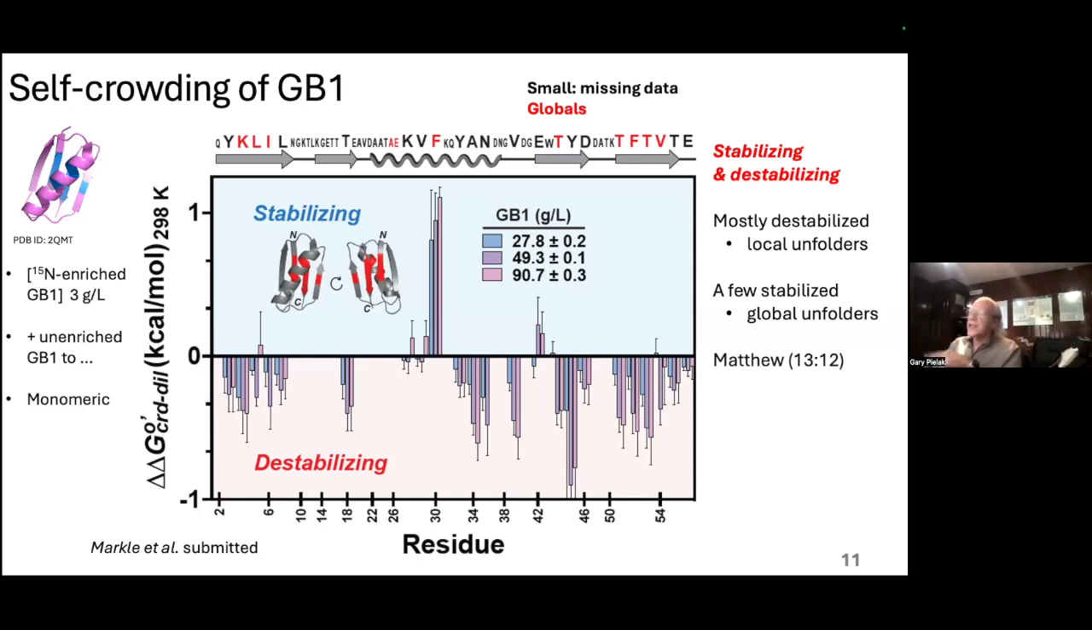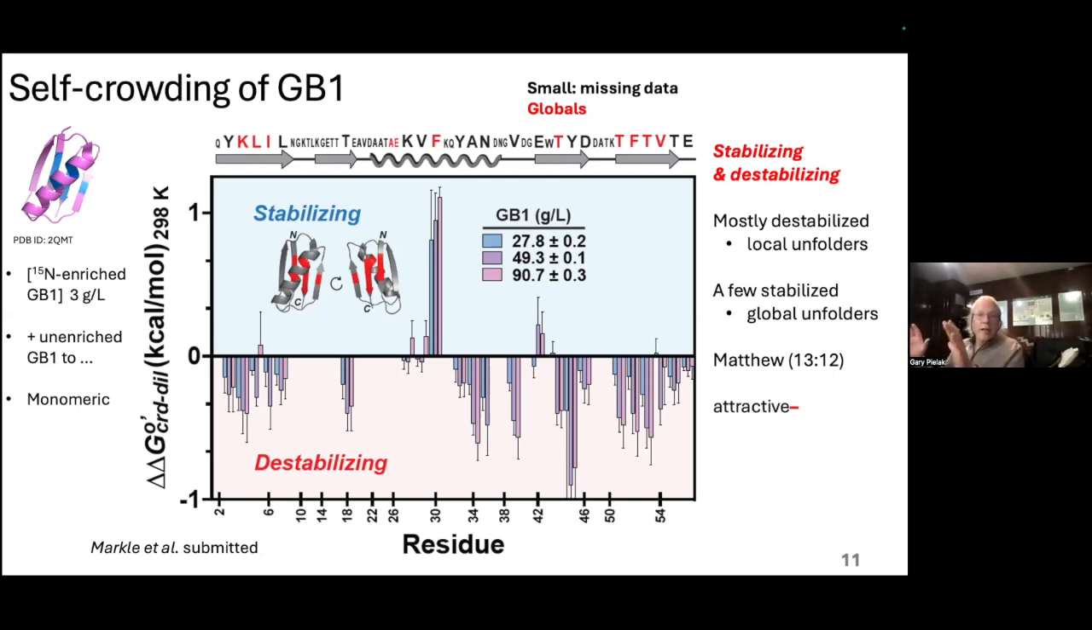So this brings forth a quotation from the Bible, but I prefer quoting Billie Holiday, who said, "Them that has shall get, them that's not shall lose." In other words, there's a concentration dependence both ways. As you increase the concentration of GB1, those that are stabilized are stabilized more, and those that are destabilized are destabilized more.